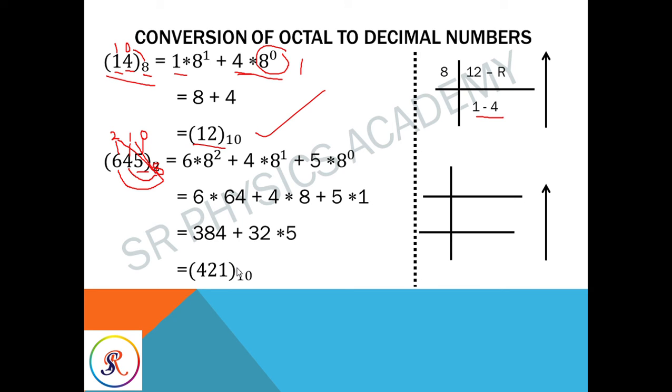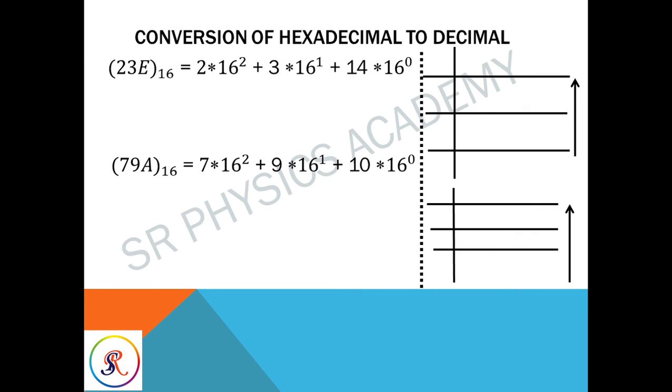So let's recheck once whether the 421 we got is correct or wrong. 421, how many times will it go? 52. 52 into 8. So we will get the remainder 5. Then again, 6 8s are 48. So we got this in this case.